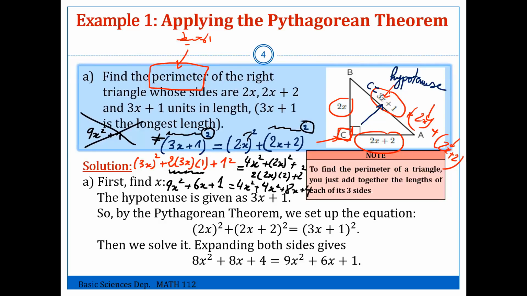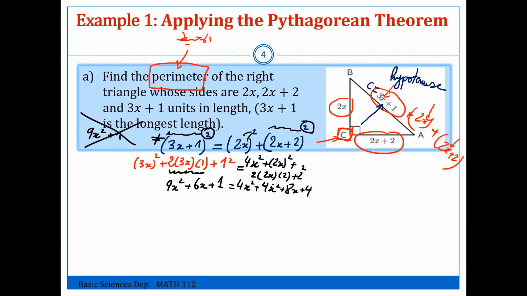Then here, step 1: remove parentheses. This is done. Then what is the next step? We put them all on the same side. It's an equation of degree 2, quadratic, so we collect the terms on the same side. Okay, so we'll have 9x squared plus 6x plus 1 minus 4 minus 4 minus 8 minus 4 equals 0.